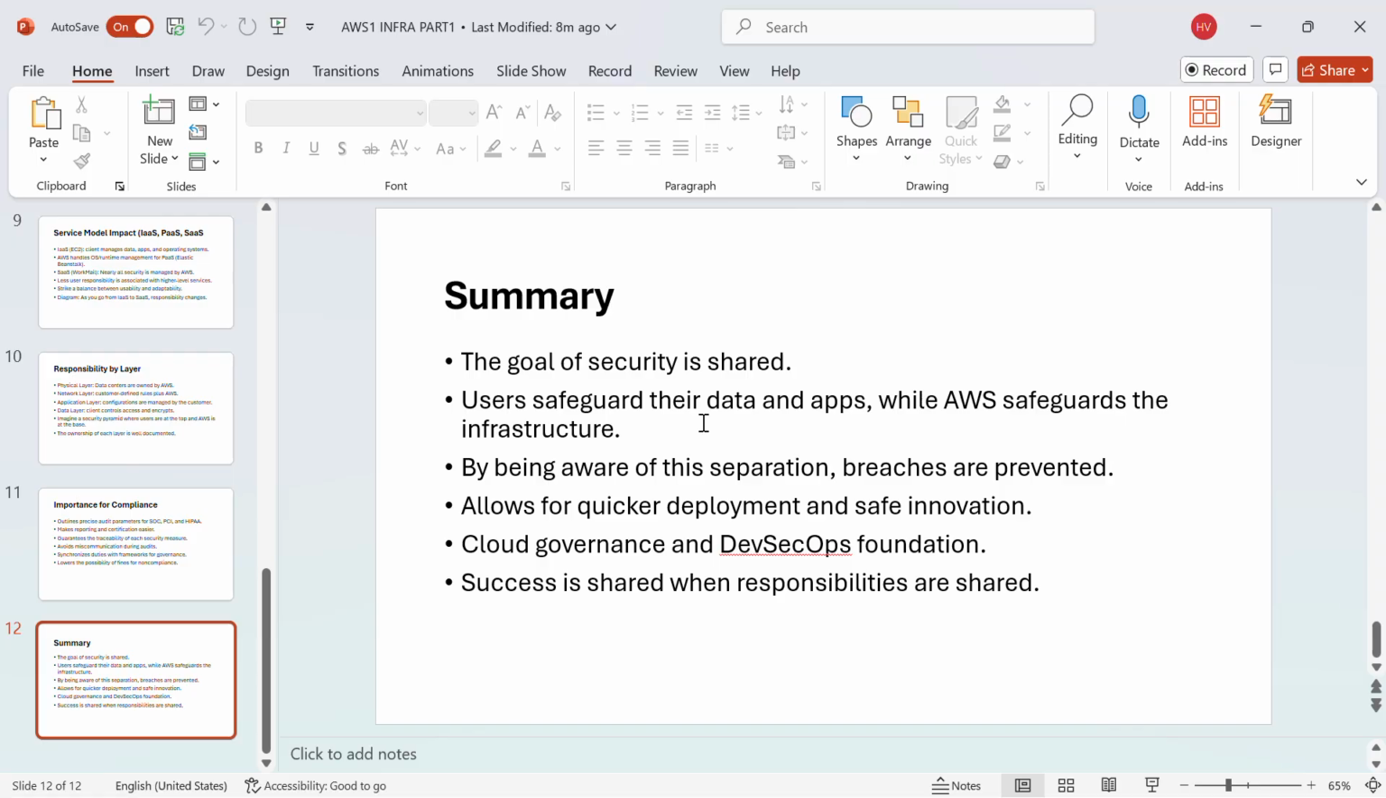The summary of this topic. The goal of security is shared. Users safeguard their data and apps while AWS safeguards the infrastructure. By being aware of this separation, breaches are prevented. It allows for quicker deployment and safe innovation. Cloud governance and compliance foundations. Success is shared when responsibilities are shared.